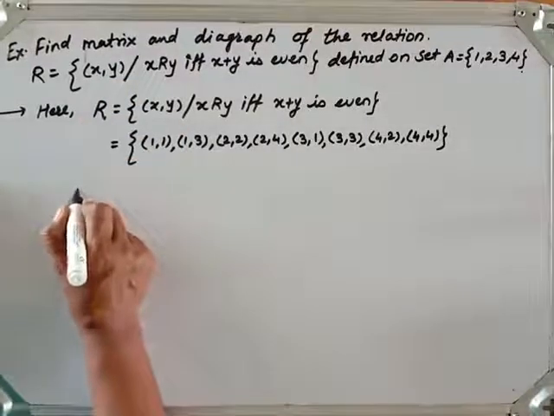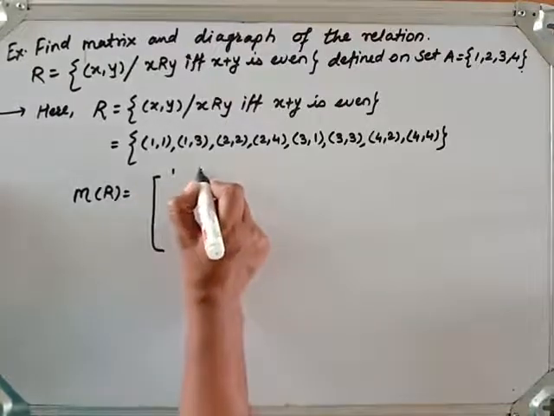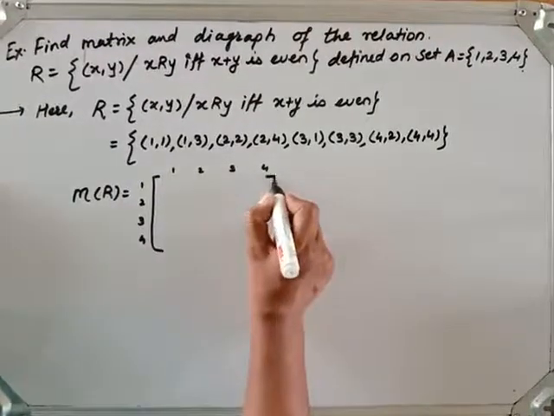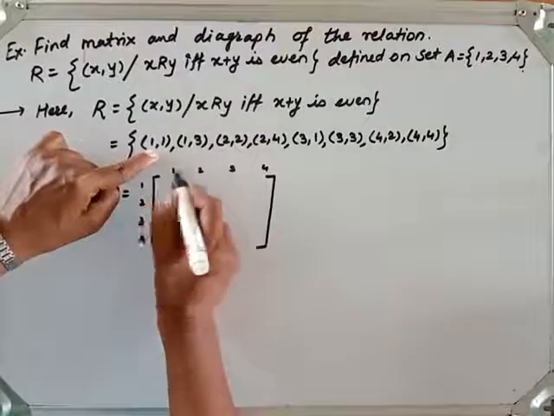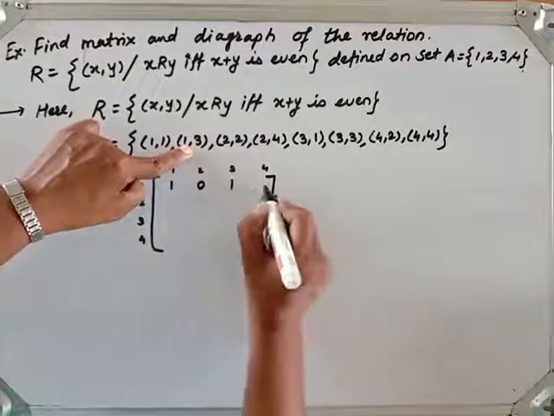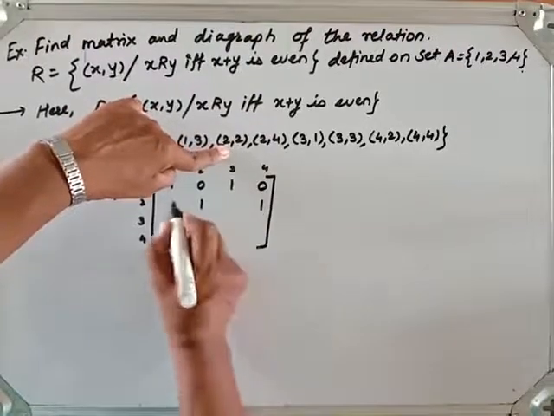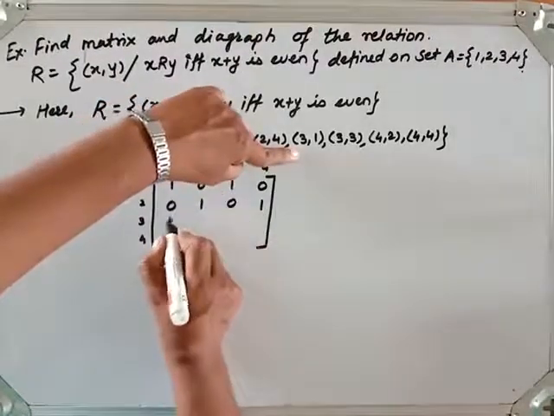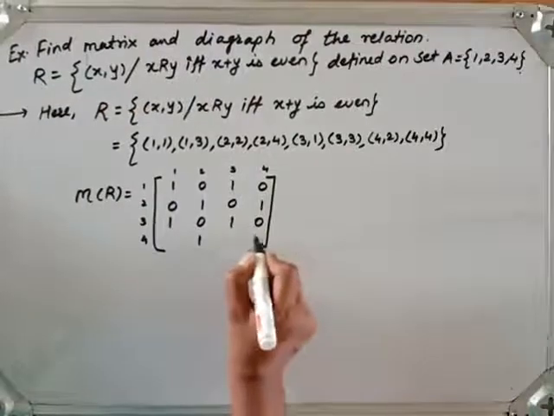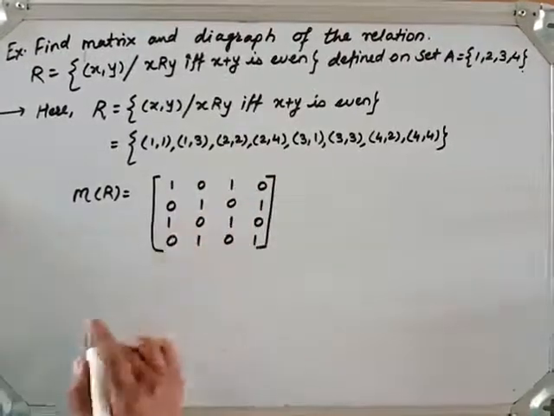Now let us write first the matrix for R. So the matrix for R. So how to write it? You know it. Let me write 1, 2, 3, 4. Here also 1, 2, 3, 4 suppose. Now look at there. 1,1 is there. So 1 at the 1,1 position we get. 1,2 is not there. So 0. 1,3 is there. 1,4 is not. 2,2 is there. 2,4 is there. Fine. Otherwise 0. Now 3,1 is there. 3,3 is there. So otherwise 0. Now 4,2 and 4,4 are there. Otherwise 0. As such we get the matrix representation.